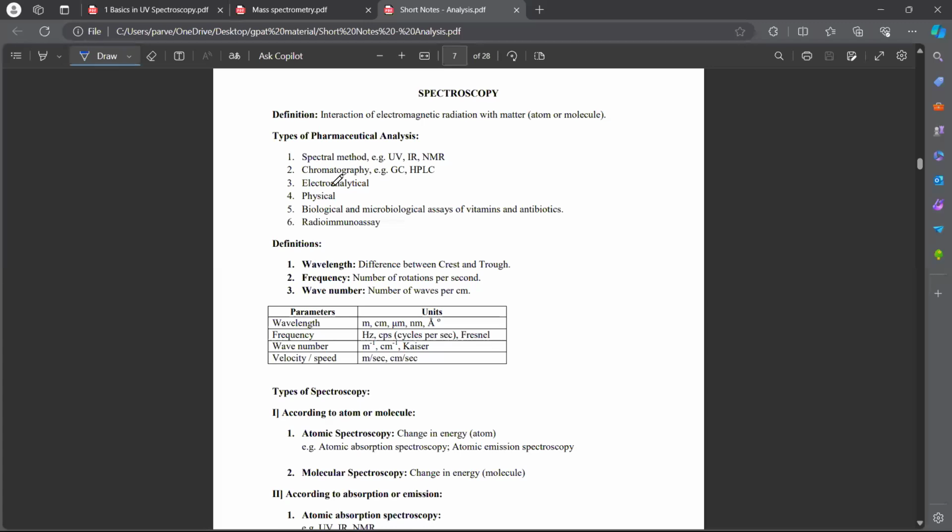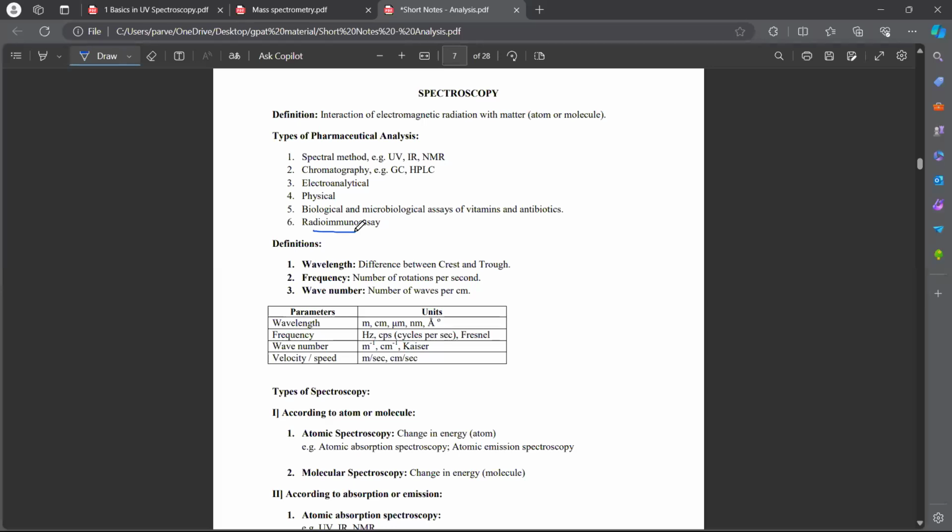Next, the third one is electroanalytical, which includes potentiometry and conductometry, where a specific electrical property related to the substance is studied and measured. Next, physical techniques, and biological and microbiological techniques also. And next, radioimmunoassay. Radioimmunoassays are generally done for diagnostic purposes.